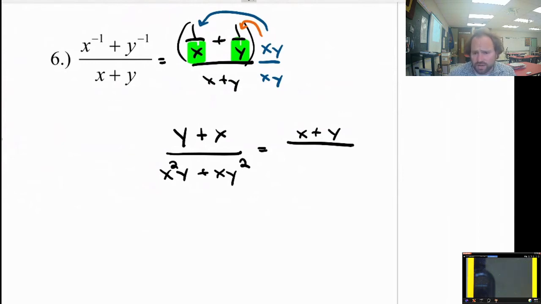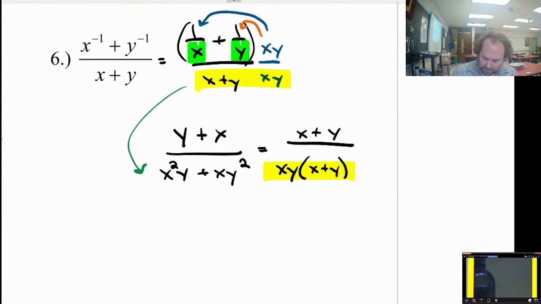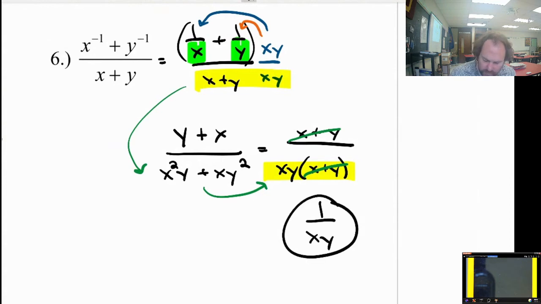Actually, maybe we should not have multiplied it. We should have left it in its base form: xy times x plus y. We should have just used this version of it. That's exactly the same thing. We kind of went into the multiplied version and then back to the factored version. But the x plus y now cancels out. So 1 over xy is what we're looking for there.